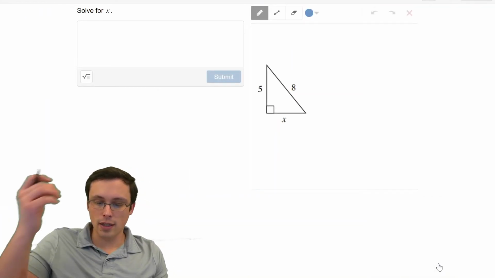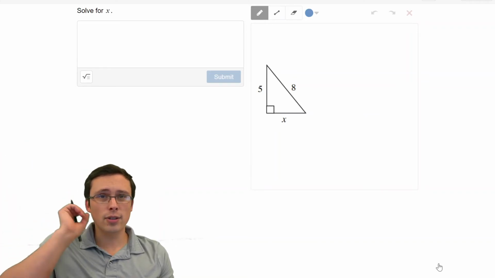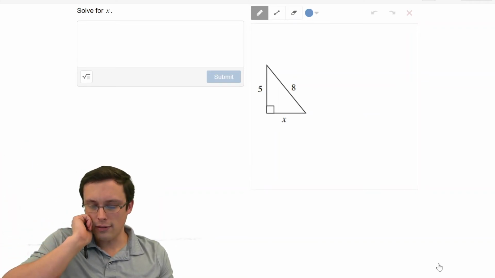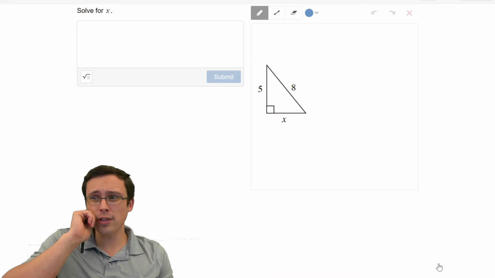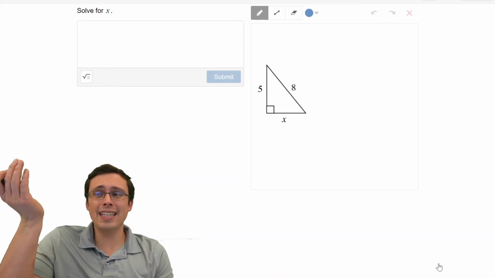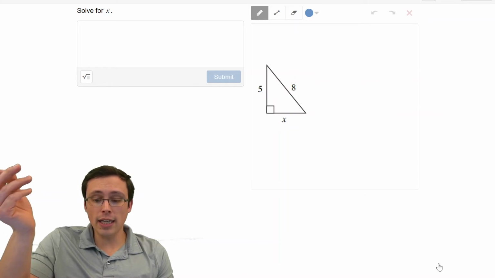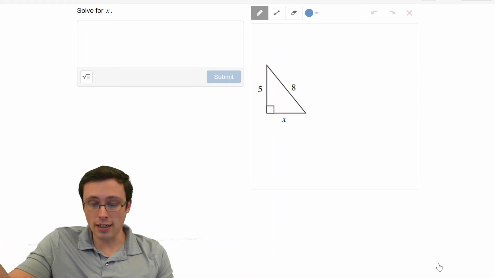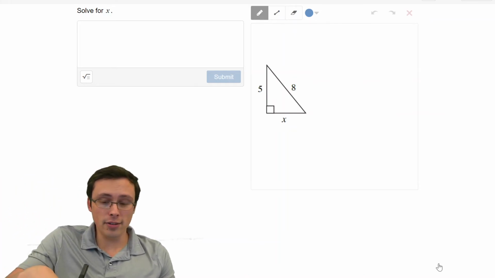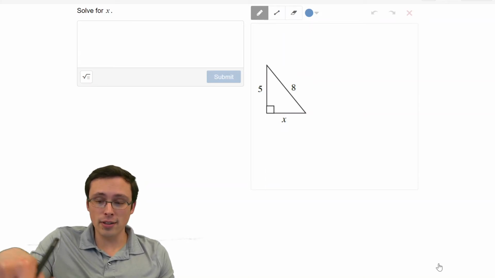Number 9. Hey, we're finding a side length, so it's not going to be inverse stuff. It's a right triangle, so we could use normal trig. But wait, we don't know any of the angles. So there's a couple ways you could approach this. One is you can actually use your inverse stuff to figure out one of the angles, and then you could do sine, cosine, and tangent. But there's a much more direct way to solve this.